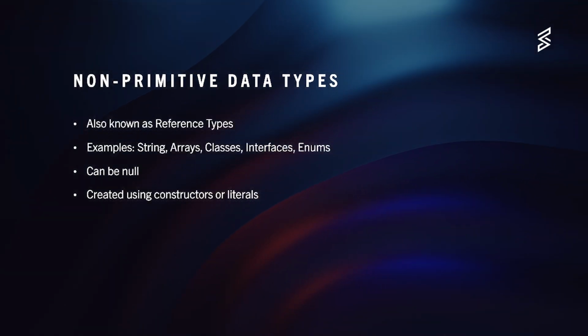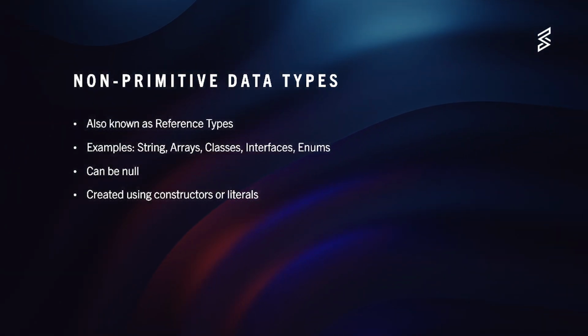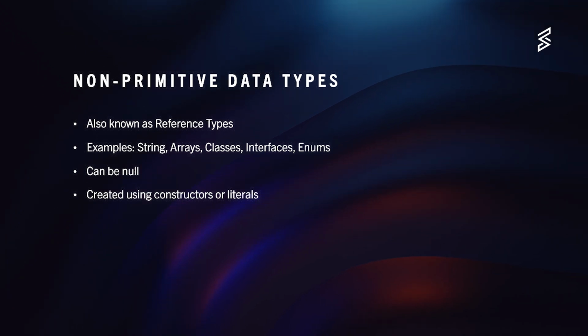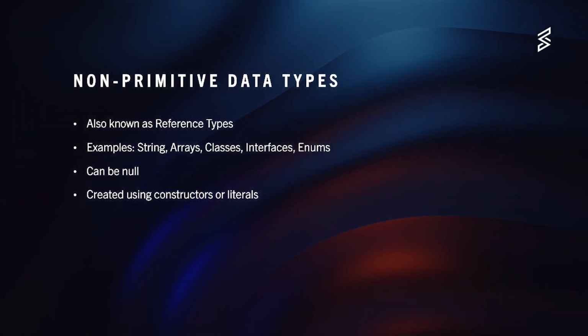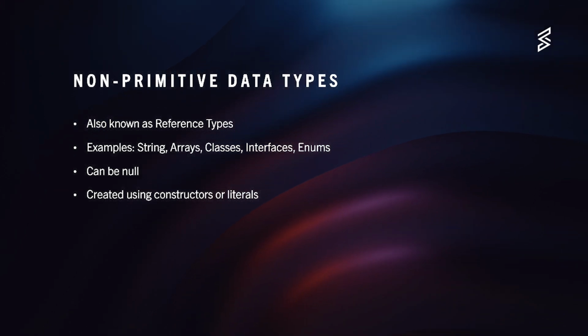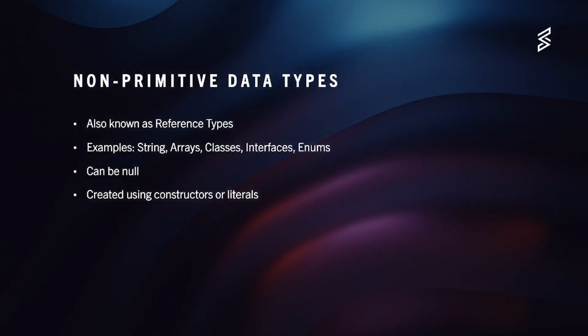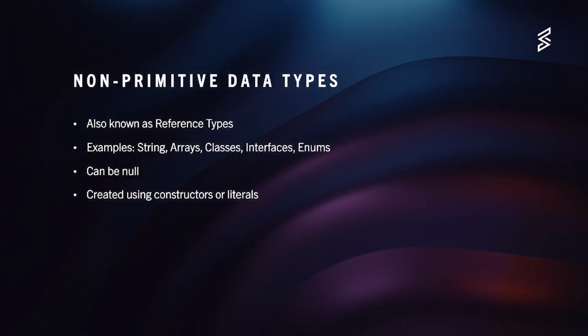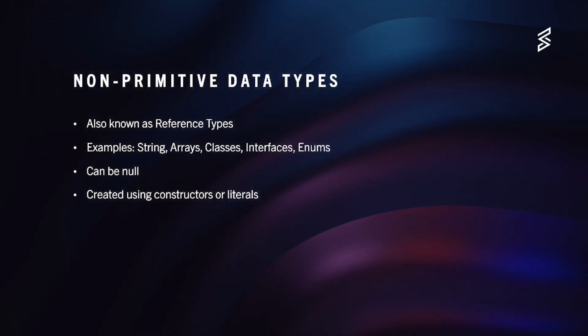Non-primitive types are more complex. They include things like strings, arrays, and custom classes you create. They don't store the value directly but rather store a reference to it. These can also be set to null, which means nothing.